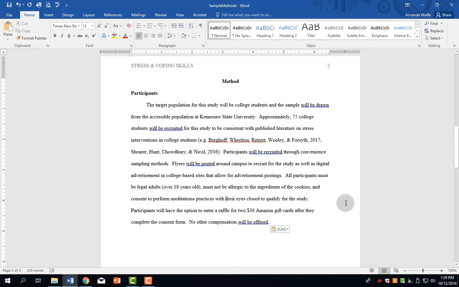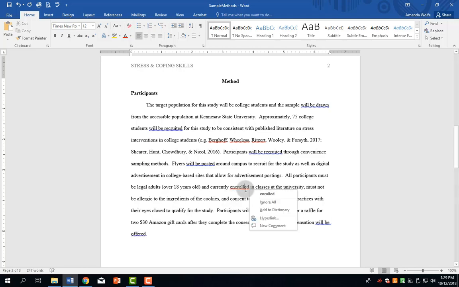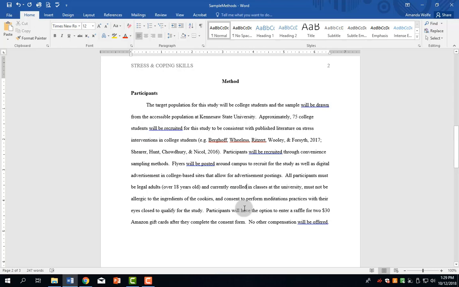Oh wait, I didn't put college students. Let's add that in. All participants must be legal adults and currently enrolled in college. There we go. Must not be allergic and must consent. Notice that I haven't said they need to be college students between the ages of 18 and 25.